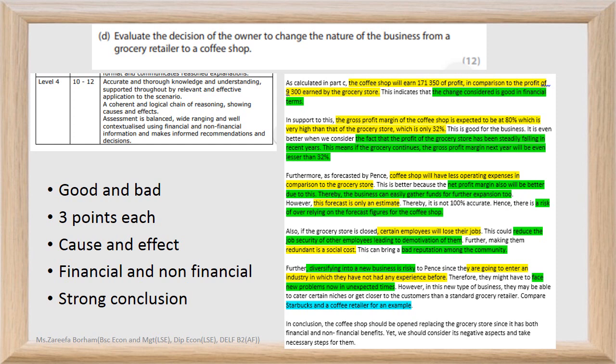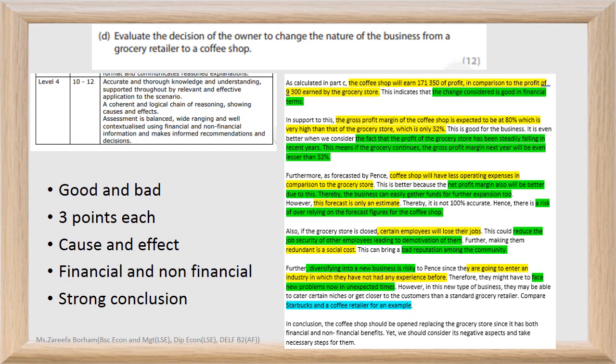It is even better when you consider the fact that the profit of the grocery store has been steadily falling in recent years. This means if the grocery continues, the gross profit margin next year will be even lesser than 32%. Furthermore, as forecasted by Pence, the coffee shop will have less operating expenses in comparison to the grocery store. This is better because the net profit margin also will be better due to this. Thereby, the business can easily gather funds for further expansion too.